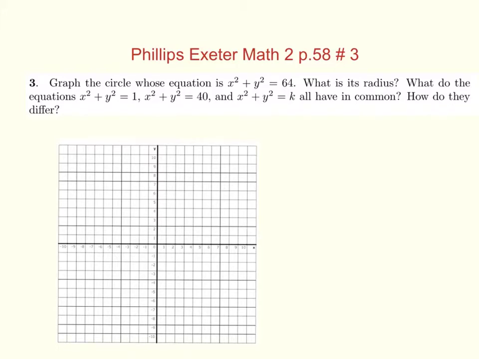Okay, this problem is looking at the general equation of circles that are centered at the origin. And it's meant to be more of an introductory idea. The first thing it says is to graph a circle whose equation is x squared plus y squared equals 64. So if we graph this, we can actually center at the origin.